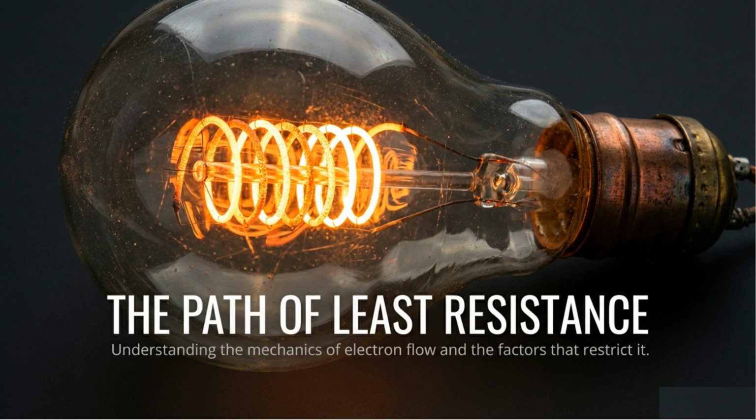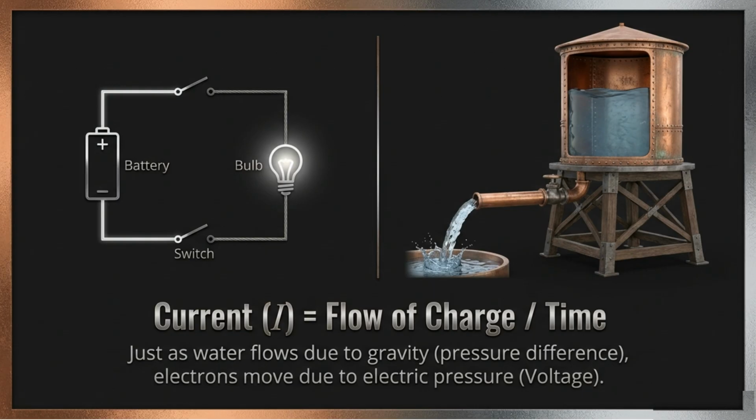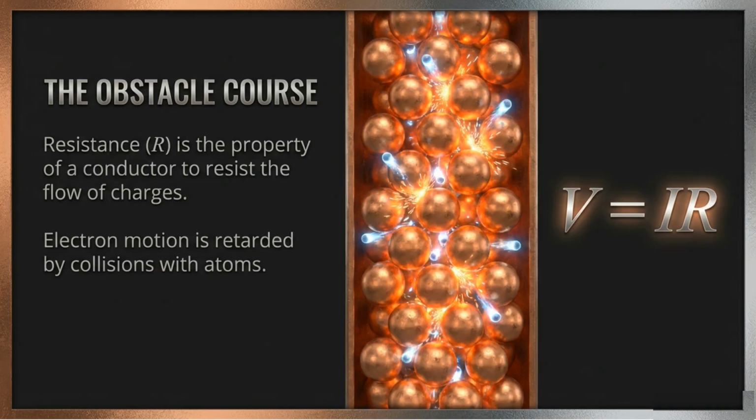Welcome to this video on the path of least resistance, where we explore the mechanics of electron flow and the factors that restrict it. Current, represented as I, is the flow of charge over time. Similar to water flow being driven by pressure, electrons move due to electric pressure or voltage. Resistance, R, is the property of a conductor to oppose the flow of charges.